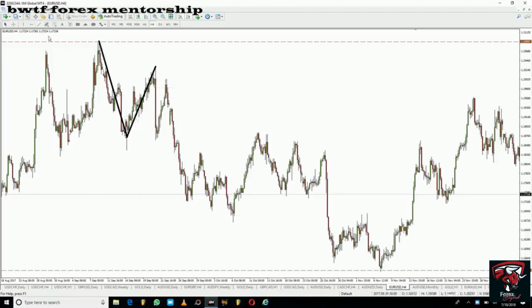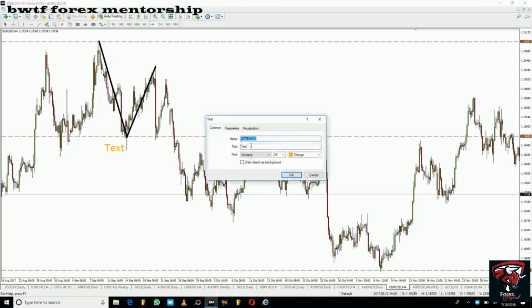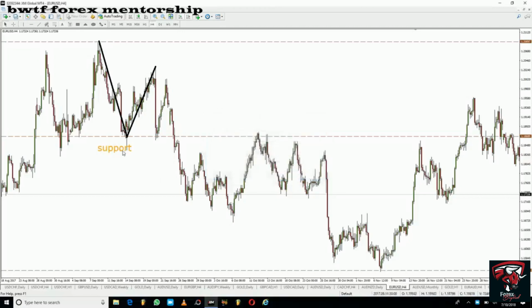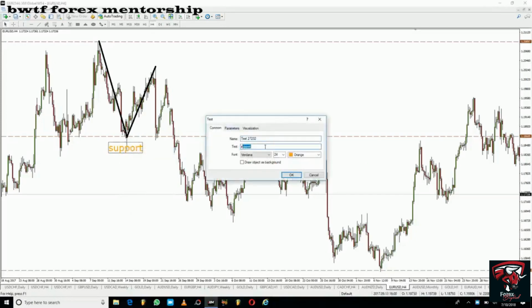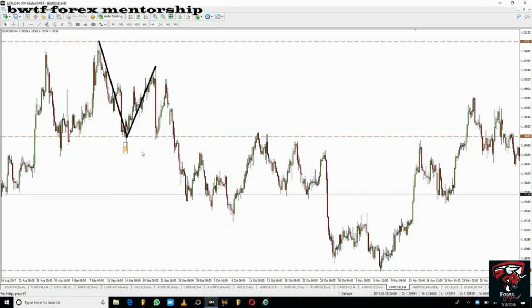So what happened? That means this is a what? A support area. I'm going to write support here. Okay, let me just write support. This is a support area. Now, or let me just write S just to make it simpler. This is support.